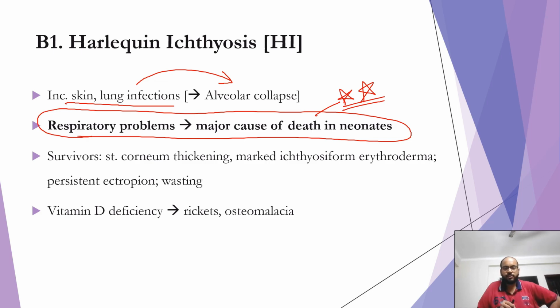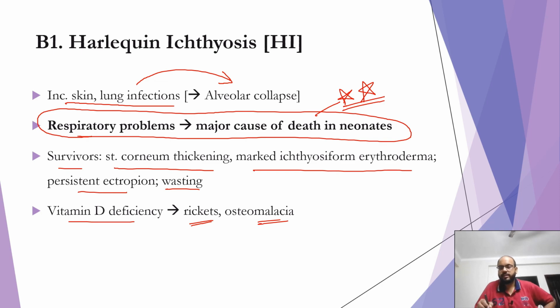And if the infant manages to survive, there is stratum corneum thickening, marked ichthyosiform erythroderma, persistent ectropion, and wasting. The vitamin D deficiency can also lead to rickets and osteomalacia. Let's move forward.